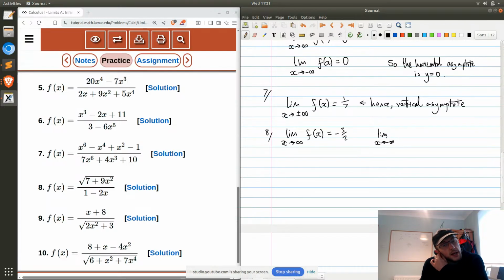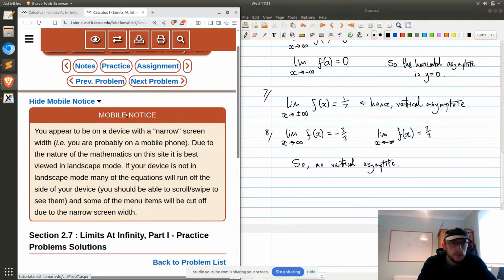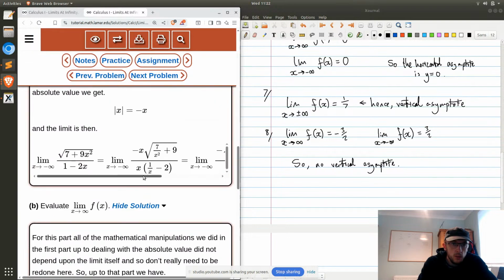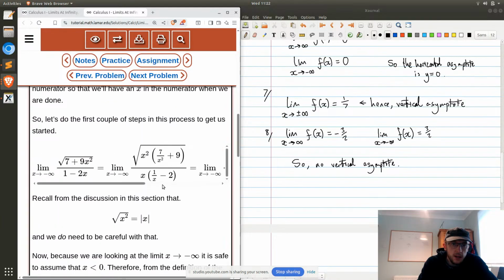Whereas for negative infinity, it's going to be 3 over 2. So no vertical asymptote because they do not agree on the sign. That's what I believe. Or we're about to see if that's true. Oh, that's for negative infinity, of course.